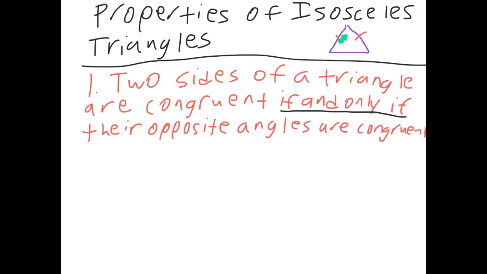So we have this angle right here, so the angle opposite it is right here. And then that angle is congruent to the angle opposite this side right here, which is this one over here. So we now know that this angle is congruent to this angle.